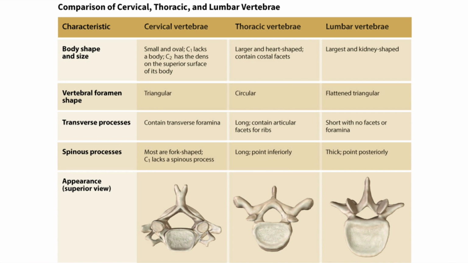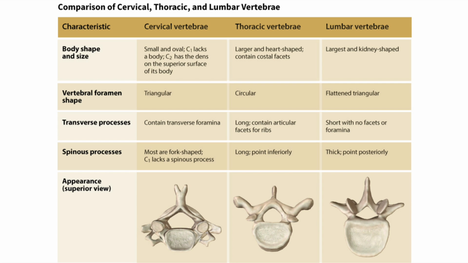The vertebral foramen shape differs in all three types of vertebrae. The cervical has a triangular-shaped vertebral foramen, while the thoracic vertebrae have a circular vertebral foramen, and the lumbar vertebrae have a flattened triangular vertebral foramen. The transverse processes appear different in all three types of vertebrae as well. The cervical vertebrae contain transverse foramina. The thoracic vertebrae have long transverse processes which contain articular facets for ribs, and the lumbar vertebrae contain short transverse processes with no facets or foramina.